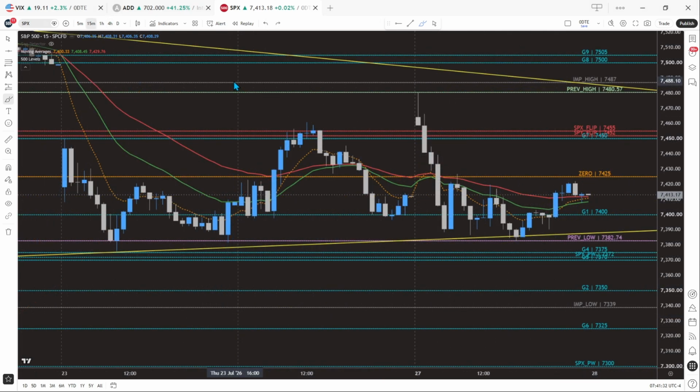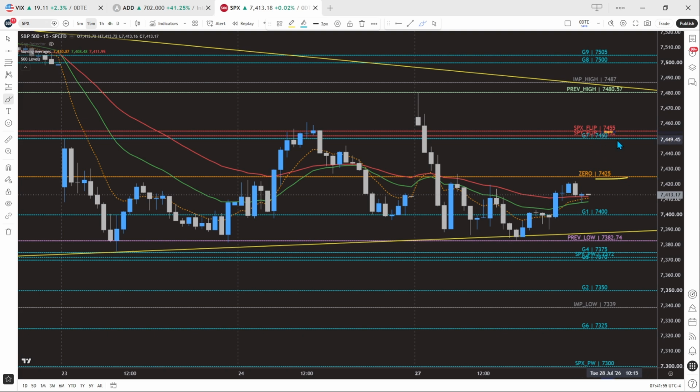For today, not a lot has changed. The trend remains down, with the 20 EMA in green below the 40 EMA in red, and this holds true on both the 1 hour and the 4 hour as well. We are below all transitional levels, so bulls need to reclaim these transitional levels to start to reestablish control. 0 gamma 74.25, SPX flip level 74.55.